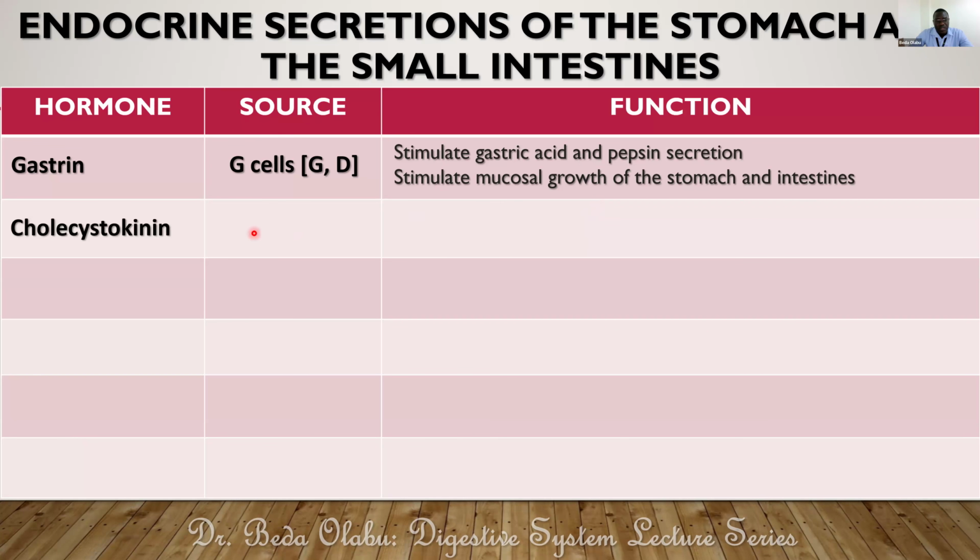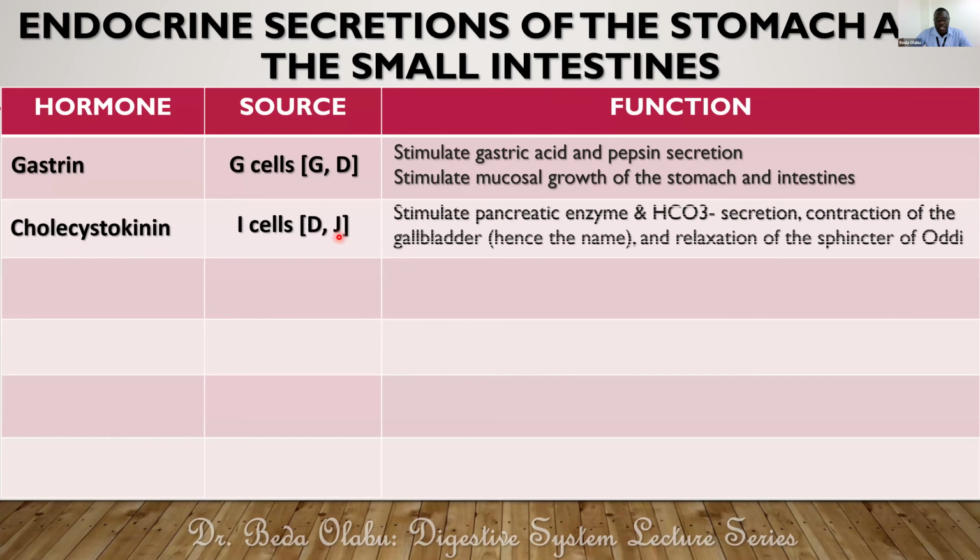We have cholecystokinin, commonly abbreviated as CCK. Cholecystokinin comes from the I cells, which are found in the duodenum and jejunum. The I cells producing cholecystokinin are largely present in those two regions. They're stimulated by a number of things, for example, the presence of fat within the alimentary canal and the like. After producing CCK, CCK is known to perform a number of functions.